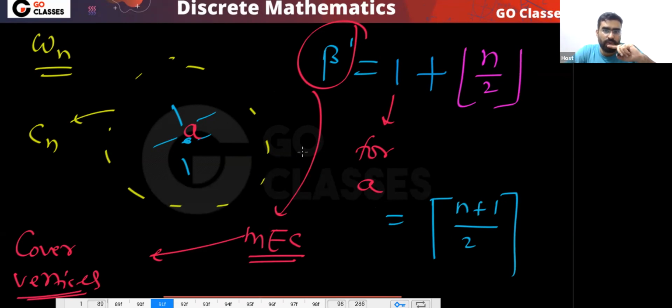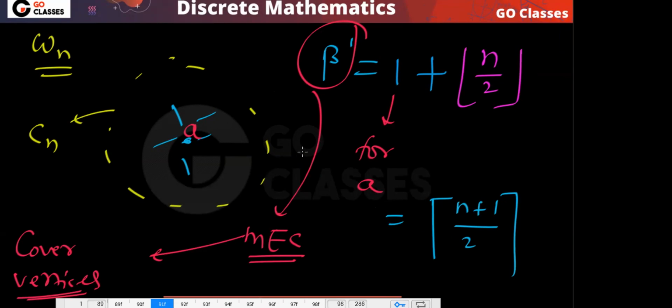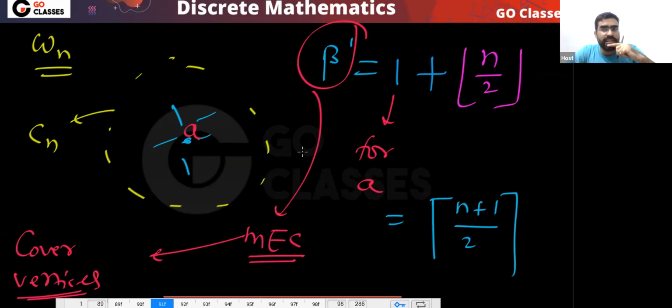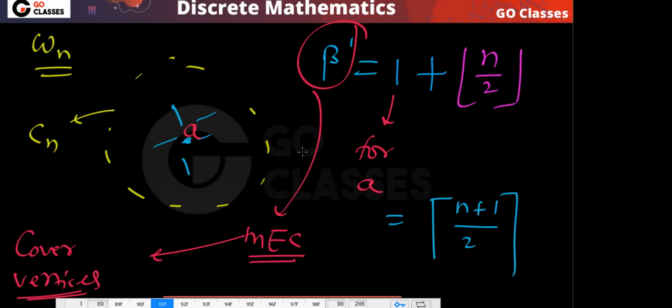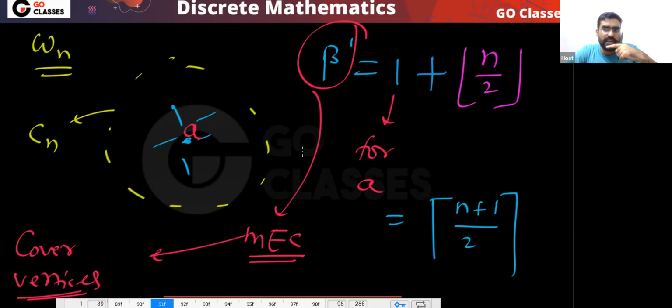If you take n equal to 4, the answer should be 3. Both of them are giving you 3, the same answer. If you take n equal to 3, then the answer should be 3. Yes, sir, both are giving you 3.